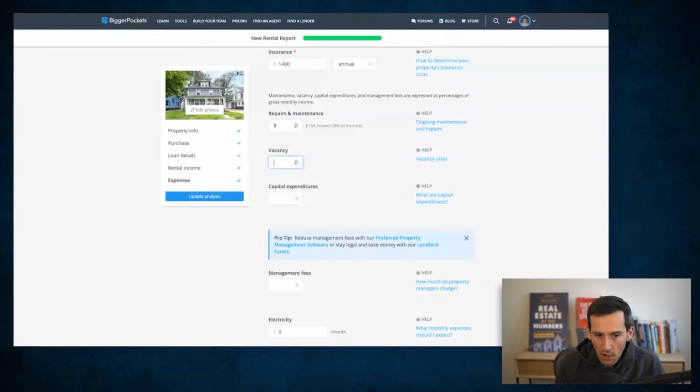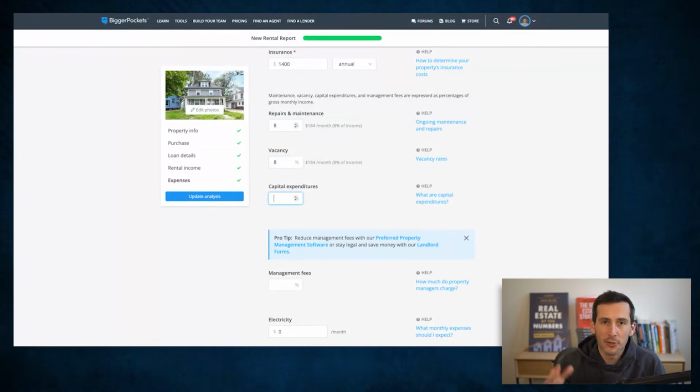For vacancy, I also like 8% because it is 1 month of rent, essentially. So if you figure out what 1 divided by 12 is, it's about 8%. So I like to plan on 1 month of vacancy every year, just in case. Hopefully you have no vacancy, but just in case, you want to be putting some money aside to know that you can cover that expense.